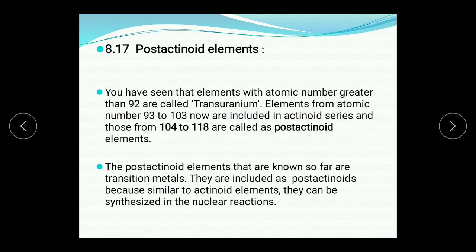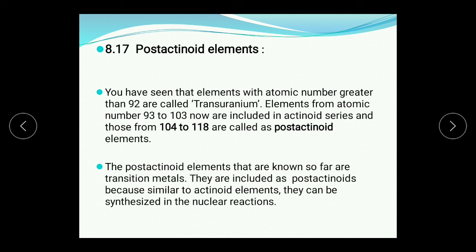In earlier days, the elements after uranium were called transuranium, and nowadays also they are called that. So the elements after uranium, that is atomic number 92, are called transuranium. Between 93 to 103 are actinoids, but after 103, that is 104 to 118, they are called postactinoid.